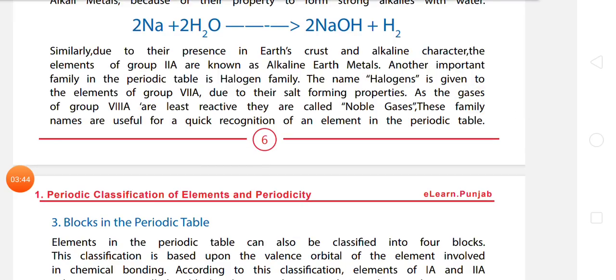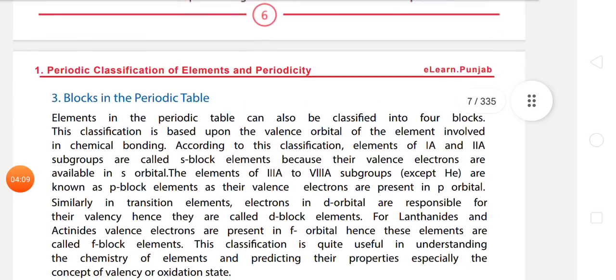Similarly, due to their presence in the earth's crust and alkaline character, the elements of group 2A are called alkaline earth metals. The elements of 7A are called the halogen family due to their salt forming property, while the gases of group 8A are least reactive. They are called noble gases. These family names are useful for quick recognition of an element in the periodic table.